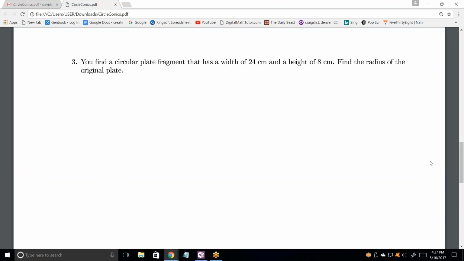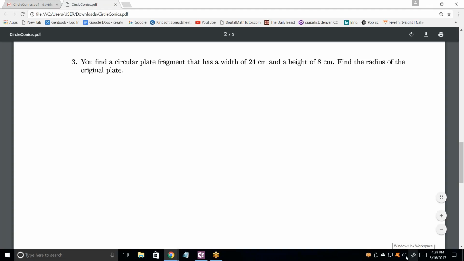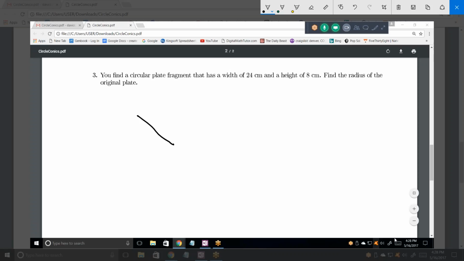Do you have 3 more minutes? You want to try it? I think I can do this one. You find a circular plate fragment that has a width... A circular plate fragment. Let's make up something that might be what they're talking about. Let's assume that we've got this much of a plate.